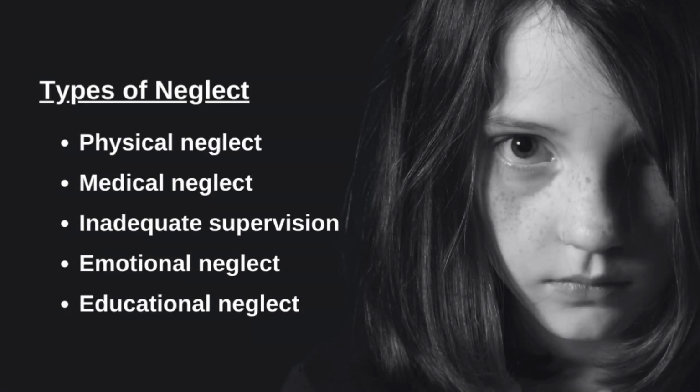Inadequate supervision: leaving the child unsupervised, depending on the length of time and the child's age and maturity, not protecting the child from safety hazards, providing inadequate caregivers, or engaging in harmful behavior. Then there is emotional neglect: isolating the child, not providing affection or emotional support, exposing the child to domestic violence or substance abuse. And then we have educational neglect, which is failing to enroll the child in school or homeschool, ignoring special education needs, and permitting chronic absenteeism from school.